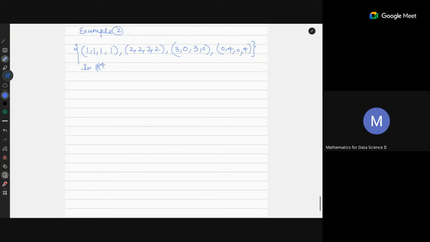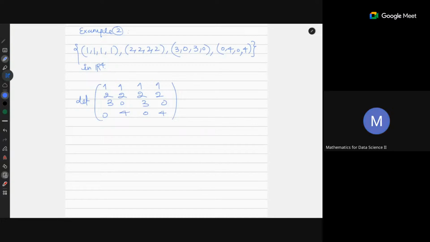Just write them as rows. So it is dependent. It is dependent. R2 minus 2 R1. They are dependent.